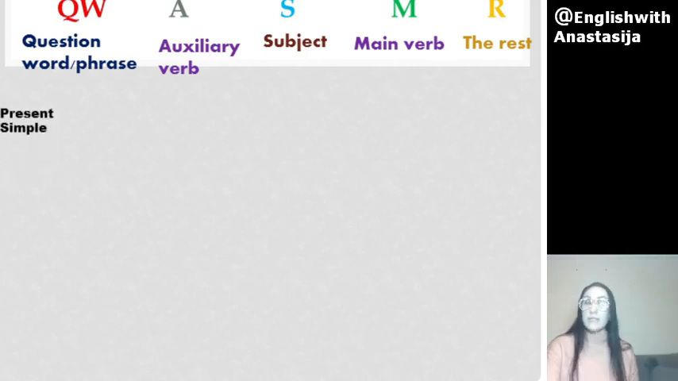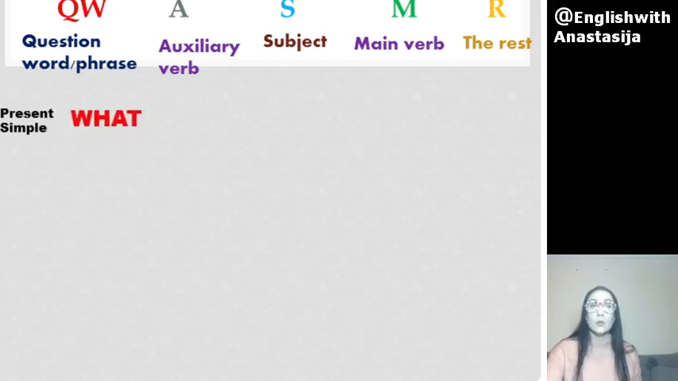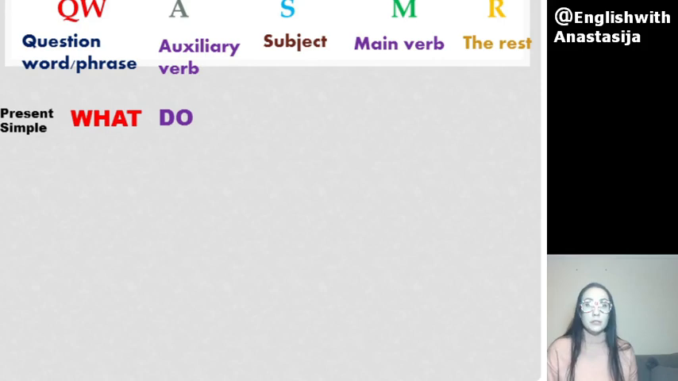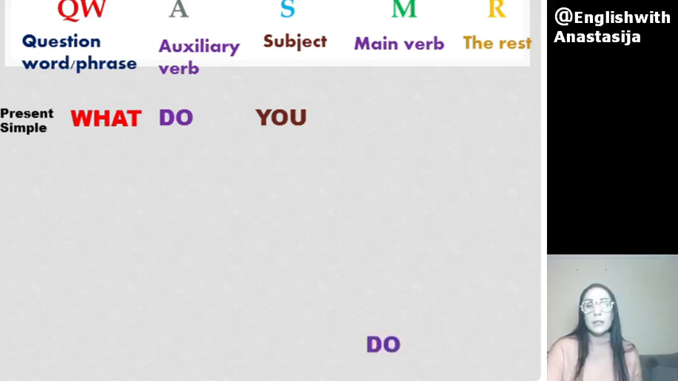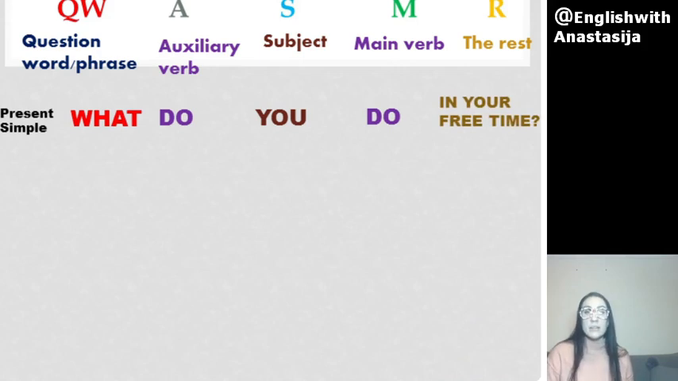So let's have a look at the present simple tense. Question word, what? Auxiliary, do. As you know, in present simple there are two auxiliaries, do and does. Do for I, you, we, they, and does for he, she, and it. In this case the subject is you, so the auxiliary is do. Do is also the main verb in this case. What do you do in your free time? And here's our question in the present simple tense.